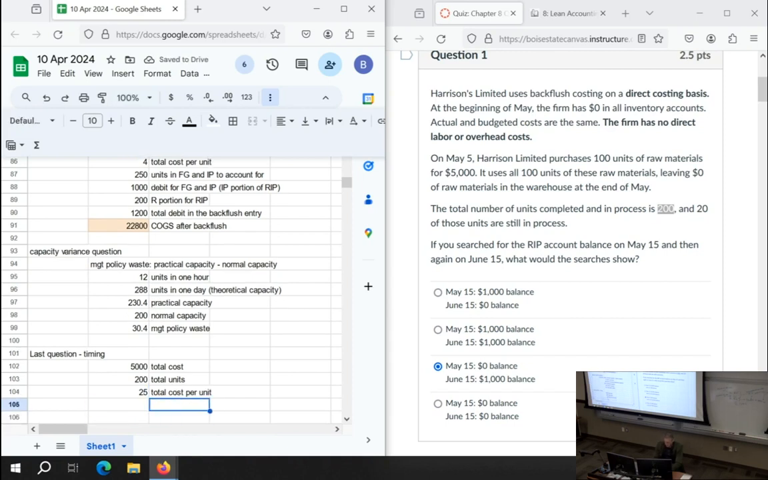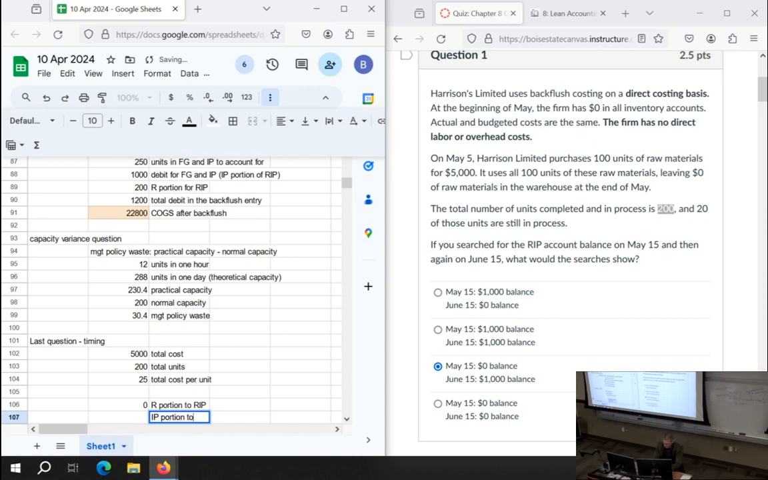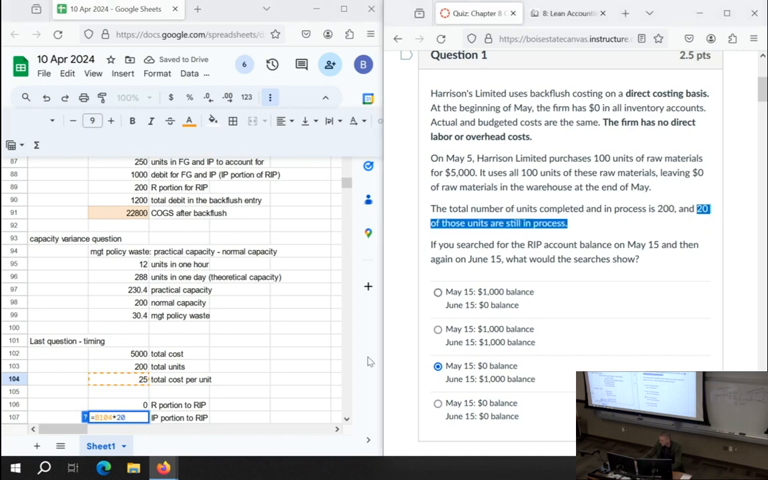And then the portion to RIP is $0 before the end of May. The portion to RIP afterward is $25 times 20, which we got from right here. There are 20 units still in process. So $25 times 20 will give us the 1,000.